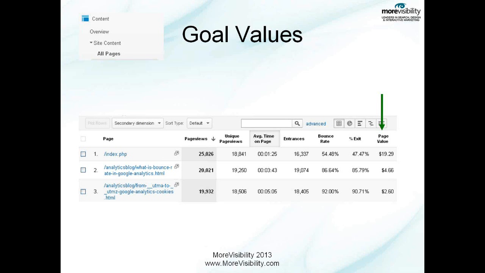The other thing you get is the value of some of your pages. Basically what happens is Google will take those pages in the session that led to a conversion, look at those unique page views, and divide up the value between each of those pages so that you get a feel for what pages are involved in conversions.